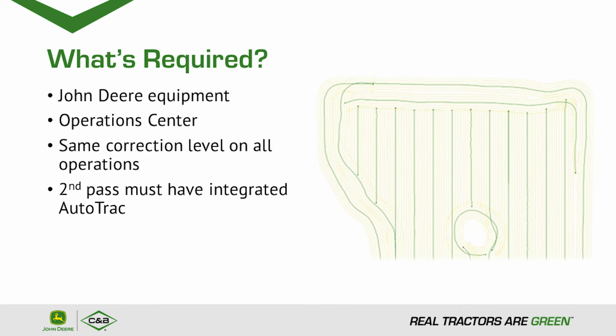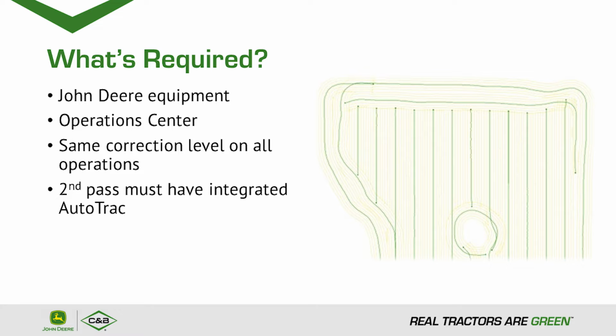Just some requirements here. It's John Deere exclusive, obviously. We can't run AutoPath and any other type of equipment. You do have to have Operations Center to use our AutoPath lines. So as we gather those lines in the display, they have to flow into Op Center, and then you push those lines back out of Op Center to do your second and third passes.